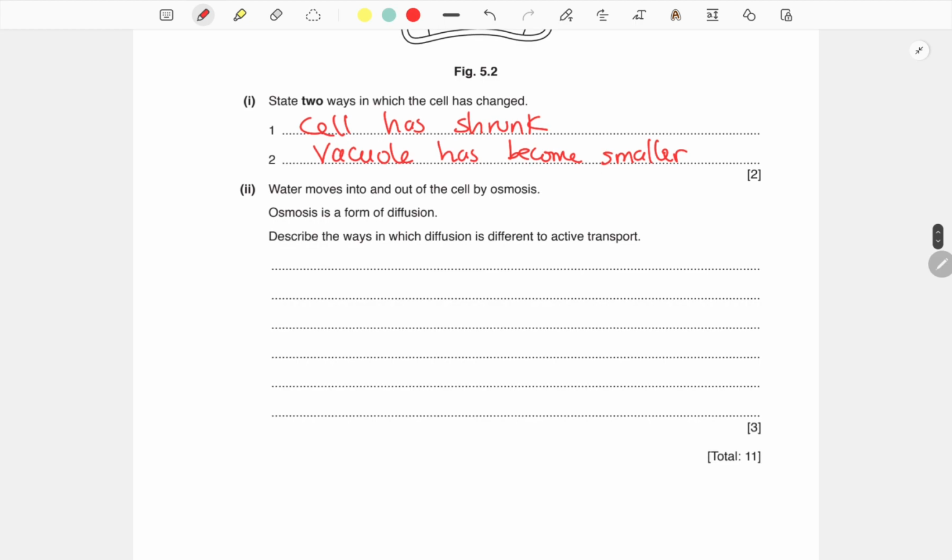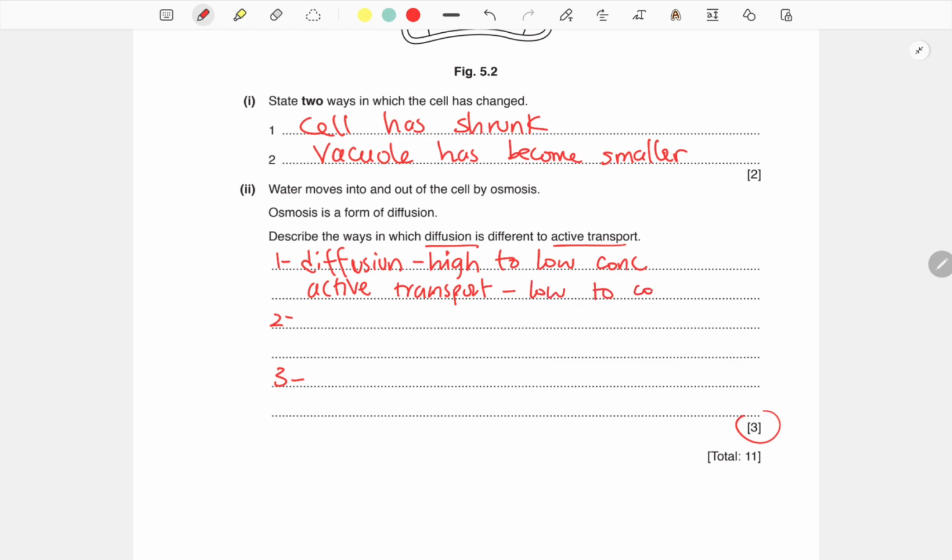Next, we're asked to compare the processes of diffusion and active transport. Notice how it's 3 points, so you need three comparative sentences. So first sentence is on the difference in definition. So diffusion is about particles moving from high to low concentration, and active transport is going to involve the movement of particles from low to high concentration.